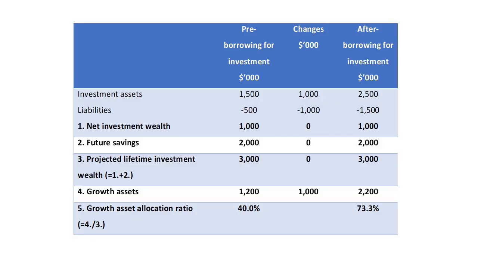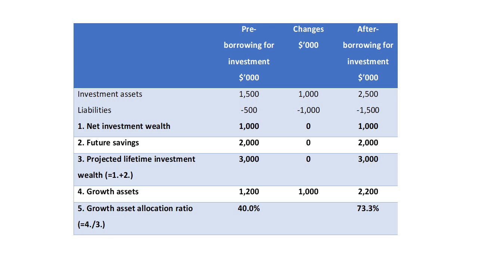Now, how does the Brights' borrowing to invest affect their growth asset allocation ratio? The table on the screen now reveals the changes from the pre-borrowing for investment situation. Current net investment wealth, future savings, and projected lifetime investment wealth are all unaffected by borrowing to invest. But growth assets and the growth asset allocation ratio increase significantly.